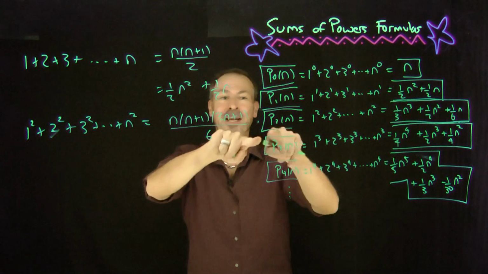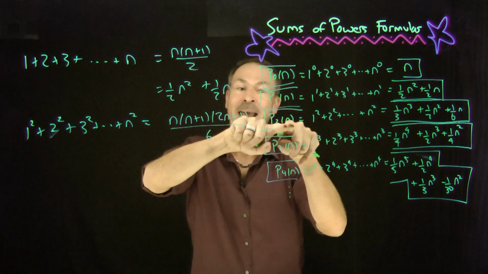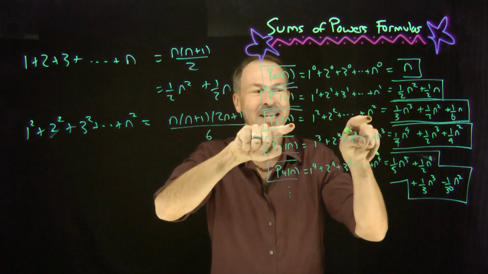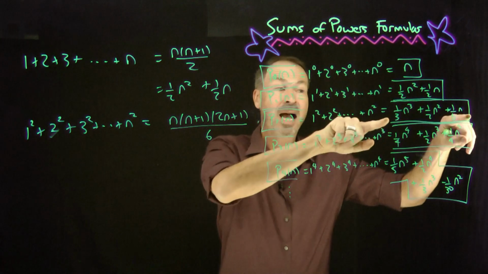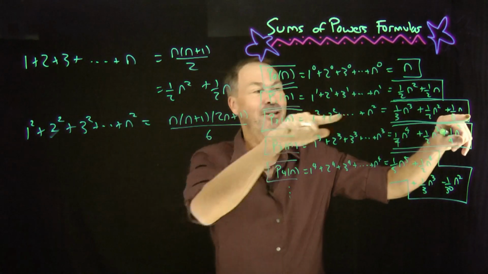Here's my notation. The sum of the powers, things raised to the second power, p sub 2, up to the number n, so 1 to the 2 plus 2 to the 2 plus up to n to the 2, that is 1 squared plus 2 squared plus up to n squared, is given by this formula: 1/3 of n cubed plus 1/2 of n squared plus 1/6 of n. If you expand that out, you do get that.